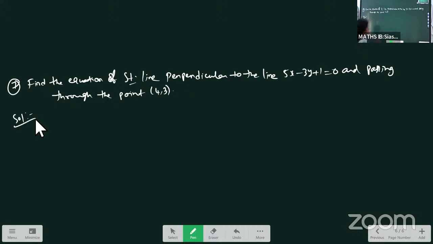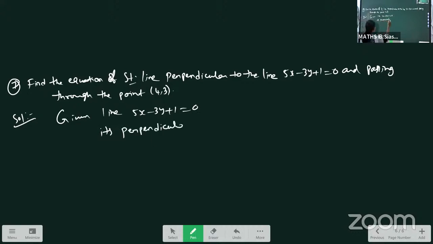Same. The line is given. We want to find its perpendicular. What is the given line? 5x minus 3y plus 1 is equal to 0. To write its perpendicular line, interchange the coefficients, so like 3x, 5y, and put the opposite sign. If it is minus, take plus. Constant k is equal to 0. Take it as equation 1.